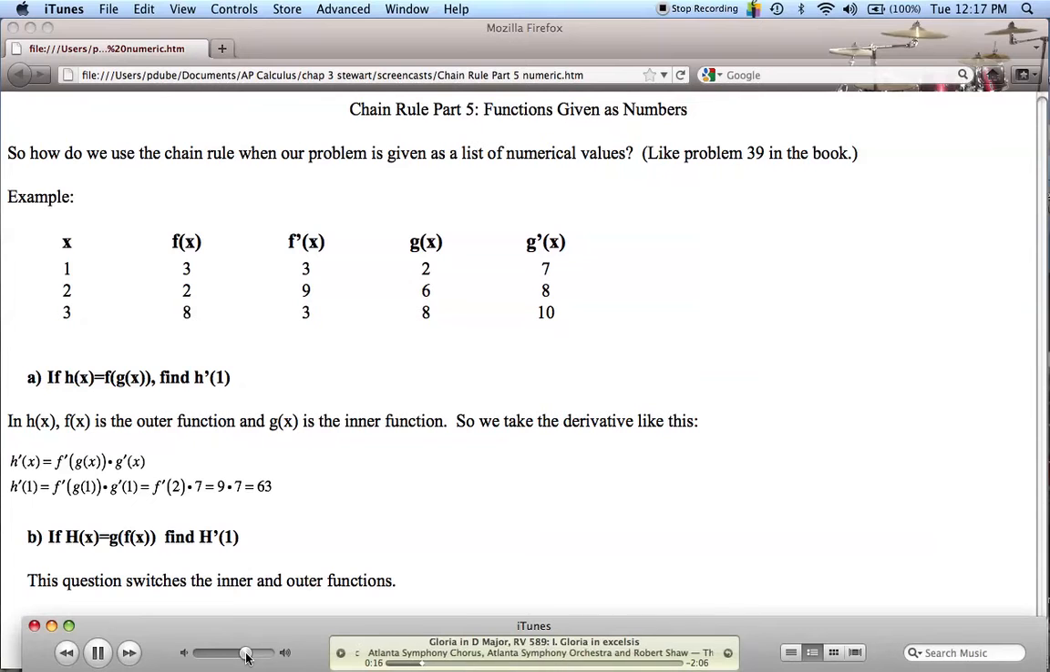Today we're looking at the fifth and final part of our segment on the chain rule. In this part, chain rule part 5, we look at what we do when they give us a table of numbers for function values and derivatives. How does the chain rule apply to that?